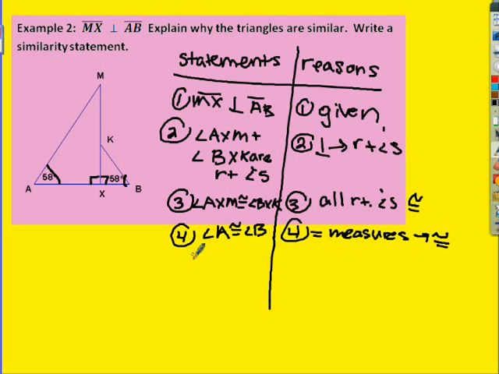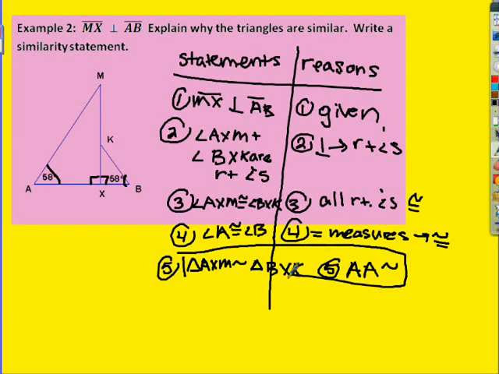Alright, so explain why my triangles are similar. Well, I can say triangle AXM is similar, one squiggle, to triangle BXK, and the reason is because of angle similarity. It did say write a similarity statement. That would be the last piece of my proof here. Okay?